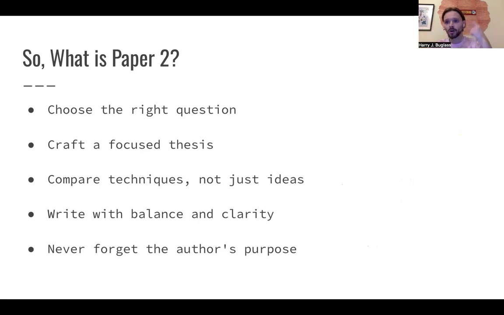4 questions, 1 choice, 1 hour and 45 minutes, regardless of whether you are standard level or higher level. You need to compare techniques, not just ideas, right? With balance, focus, and clarity. Remember who the audience is. What's the implication for them? Never forget what the purpose was.